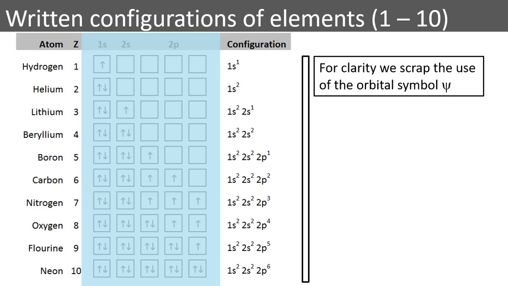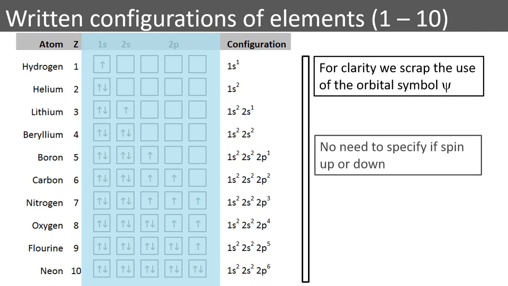So we can simplify our nomenclature by just writing 1s1, meaning 1 electron in a 1s orbital, or 1s2 for helium, meaning 2 electrons in a 1s orbital. So we can scrap the use of the symbol phi. In this system also we do not need to specify if the spin is up or down. That is because we don't know if it's up or down. We know it's one or the other, and the rules tell us when the spins are paired, antiparallel, or not.